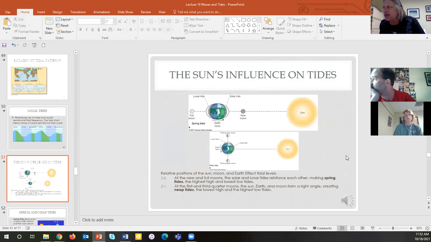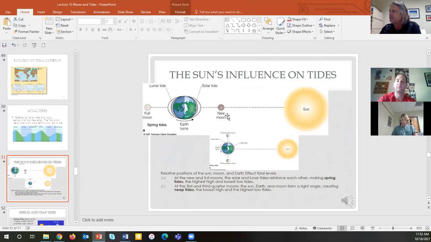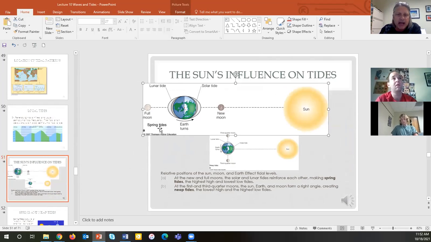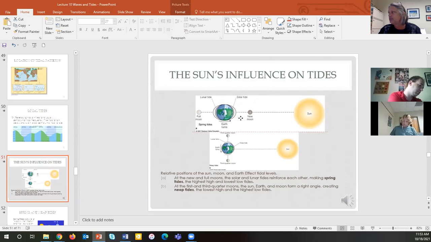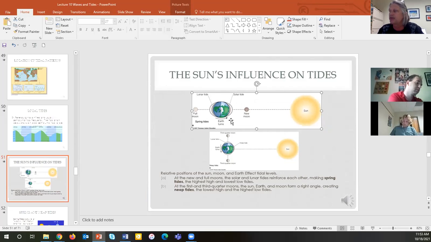To further complicate things, the sun plays a role. This image right here is called a spring tide. Your new moon, full moon phases line up with the sun because this half is dark, this half is light. You wouldn't be able to see the moon here. You'd see all of it here. So the sun's gravity works with the moon's gravity, creating large tides. The sun adds to your tide. That's constructive interference.